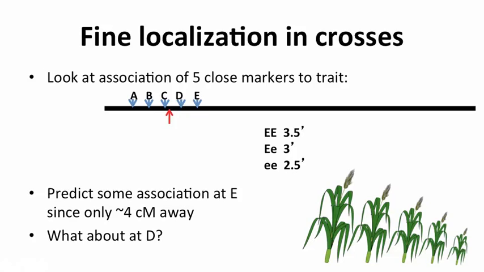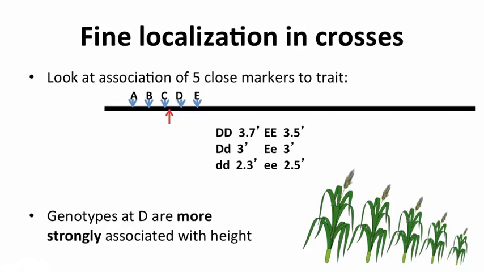What about D? Do we think there'll be any association between D and height? Obviously the answer is yes. But the important thing here is we see the genotypes at D are more strongly associated with height. The difference between big E and little e was about 1 foot. Between big D and little d, it's 1.4 feet. So more of the variation is explained by genotypes at D than by genotypes at E, and that's because the D marker is closer to the gene that's causing the height difference.